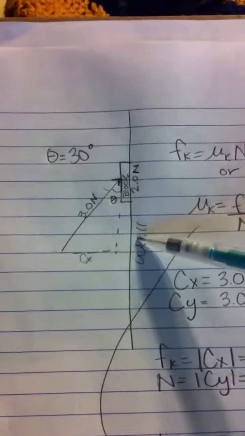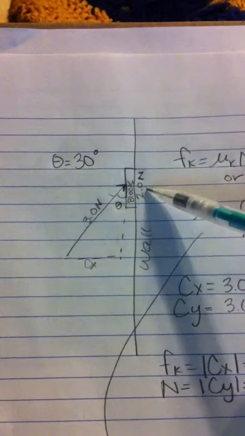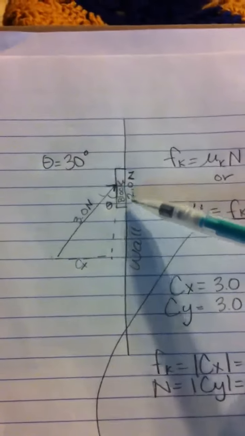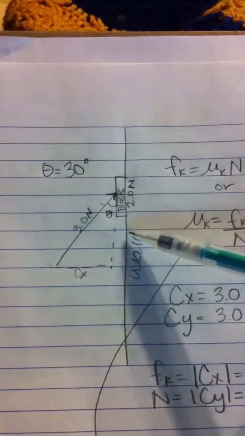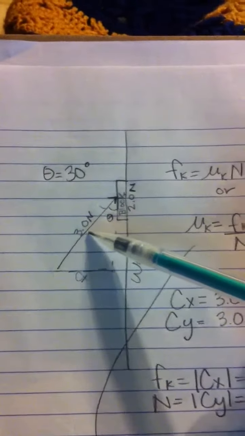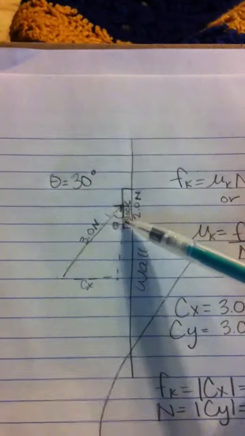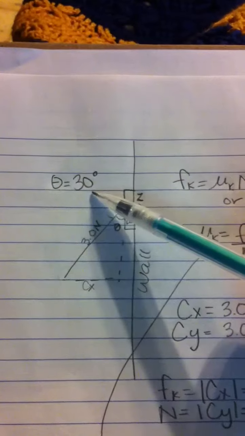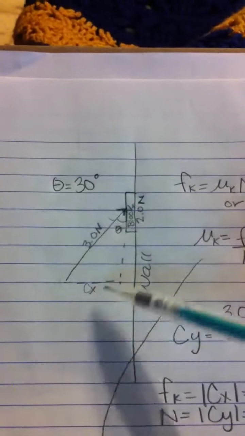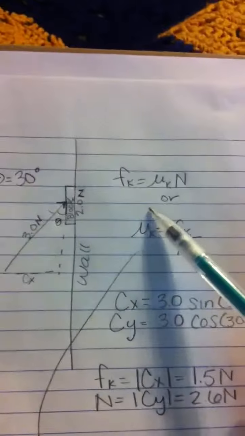Alright, so in my problem, Brenda is sanding her wall with the sanding block that weighs 2.0 newtons in order to put wallpaper on her walls. So she's pushing on the block with the force of 3.0 newtons at a degree of 30 degrees. So we're looking for the coefficient of kinetic friction.